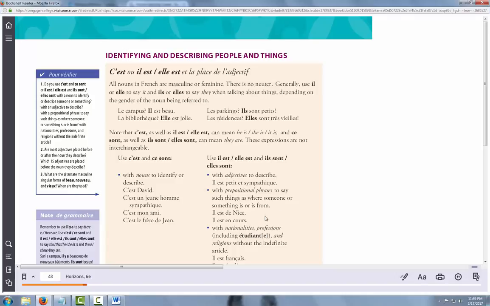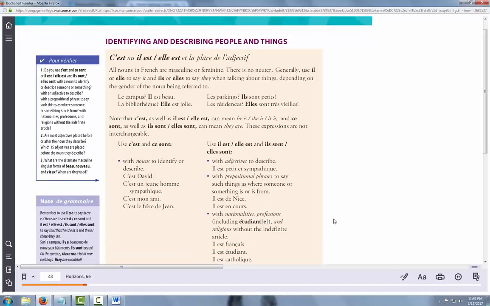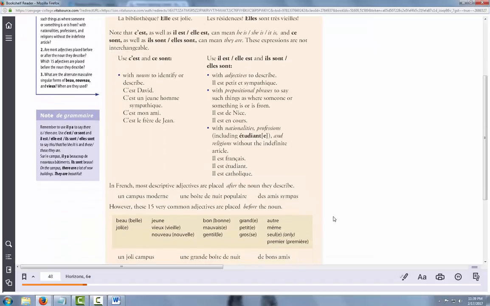Yeah, that has nothing to do with nice. I had that question once from a student. So Nice is a city in southern France on the Mediterranean coast. It's a touristic city with a lot of beaches. Il est de Nice. Il est en cours, meaning he is in a class right now. Je suis en cours means I'm in a class. So it can be used to say where you're from and where you're at right now.